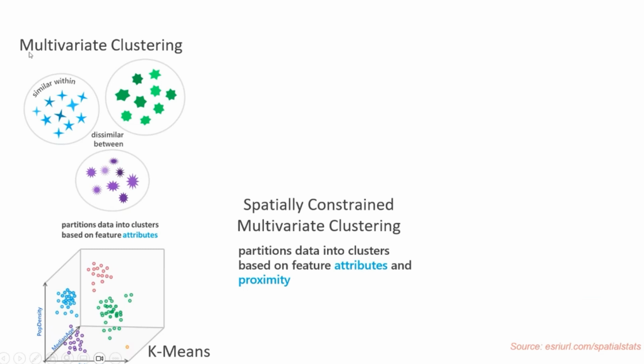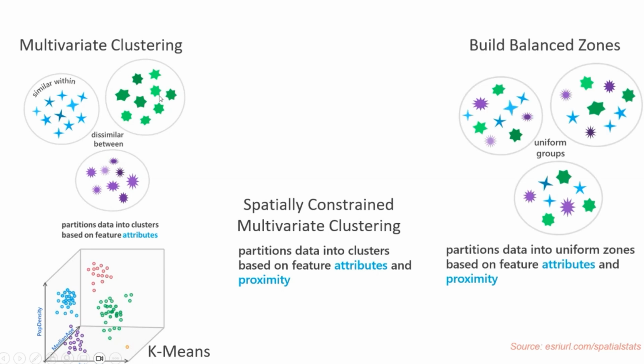So while k-means will partition your data into clusters based on only attributes, this spatially constrained multivariate clustering will partition your data not only with attributes but also proximity. So you can ask for the clusters which have similar values but are also spatially contiguous. You're interested in the spatial aspect as well. In that case, you can go for spatially constrained multivariate clustering. So here, the objective would be to cluster the points or features such that it is similar within the cluster and distinct or dissimilar between the clusters.